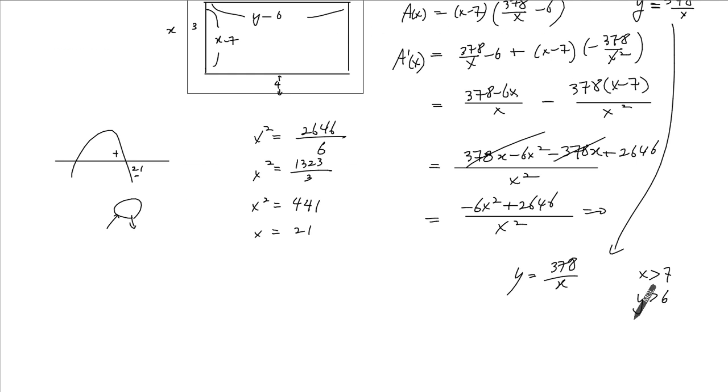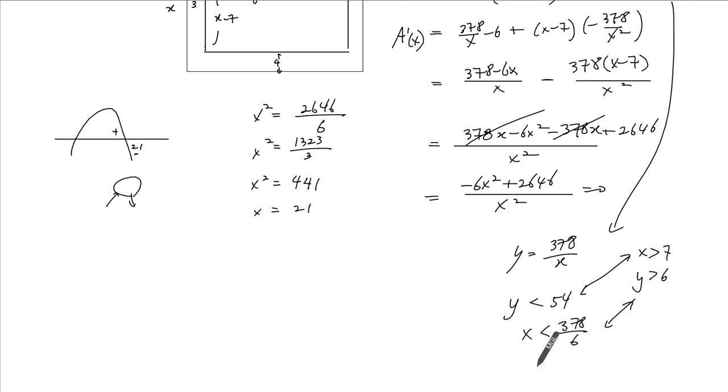Okay. So if x is equal to 7, when x is greater than 7, y has to be less than 54. And if y has to be greater than 6, x has to be less than 378 over 6. Okay, so which is x is less than 63.